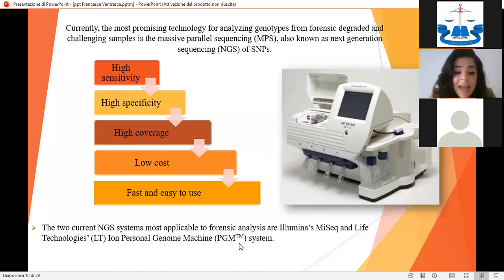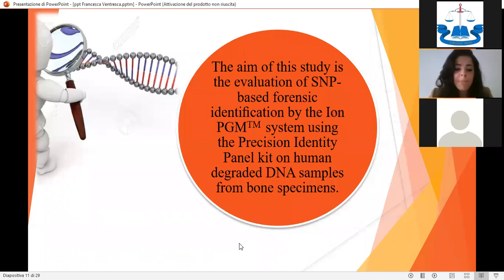The two current NGS systems most applicable to forensic analysis are Illumina MiSeq and the Life Technologies Ion Personal Genome Machine System, that is the instrument shown in the picture. So, what is the purpose of my study? The aim of this study is the evaluation of SNP-based forensic identification by the Ion PGM system using the Precision Identity Panel Kit on human degraded DNA samples from bone specimens.